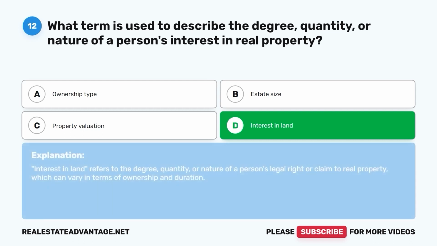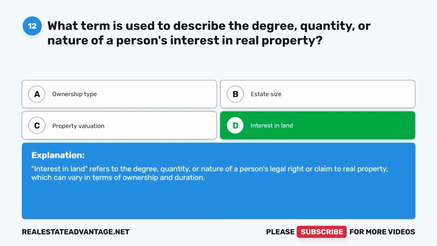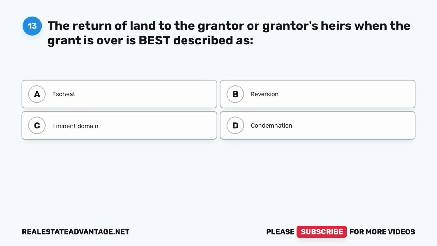Interest in land. Interest in land refers to the degree, quantity, or nature of a person's legal right or claim to real property, which can vary in terms of ownership and duration.